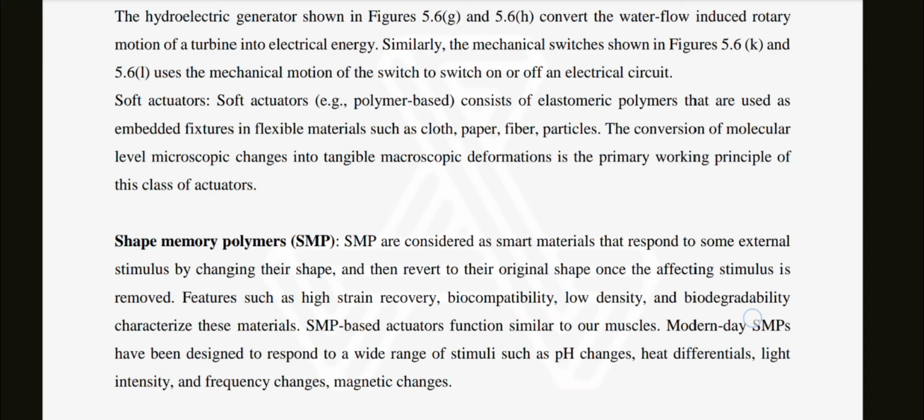Features such as high strain recovery, biocompatibility, low density, and biodegradability have been designed to respond to a wide range of stimuli such as pH changes, heat differentials, light intensity and frequency changes, and magnetic changes.